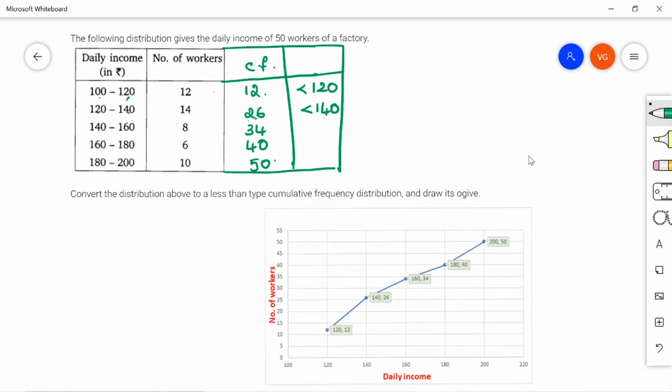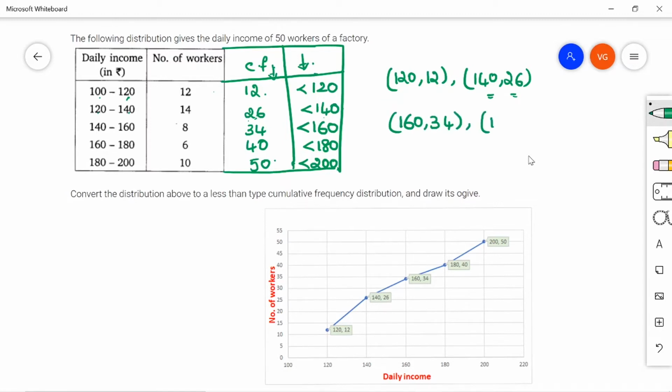Next 140 to 160, that you can write as less than 160, less than 180, less than 200, right? So for these less than values, this is the corresponding cumulative frequency. So the ogive can be drawn here taking the points as 120, 12; 140, 26, the less than value and the corresponding cumulative frequency value; 160, 34. Next is 180, 40 and 200, 50.